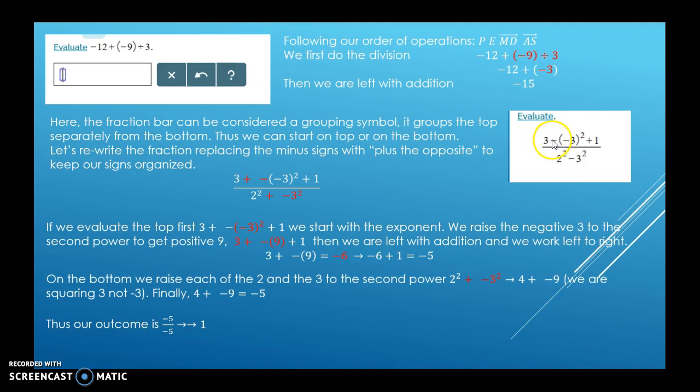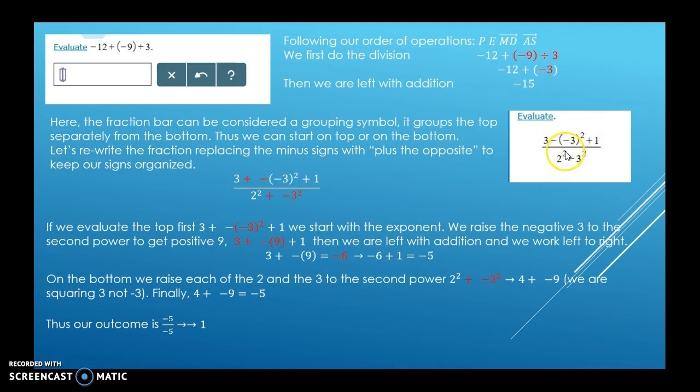So we would have 3 minus 9 plus 1, shown right here. 3, and instead of minus, I wrote plus -9 plus 1. From here, we have 2 additions. We do them left to right. 3 plus -9 gives me -6. So then I have -6 plus 1, which gives me -5. So the top is done. The top simplifies to the number -5.